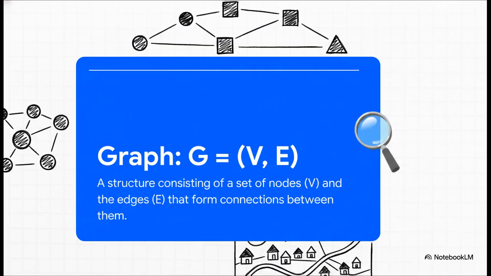So, what is a graph? At its heart, it's actually super simple. It's just a bunch of points, which we call nodes or vertices, and the lines that connect them, which we call edges. That's it. Think about a social network, a city map, or really any system that's all about connections.